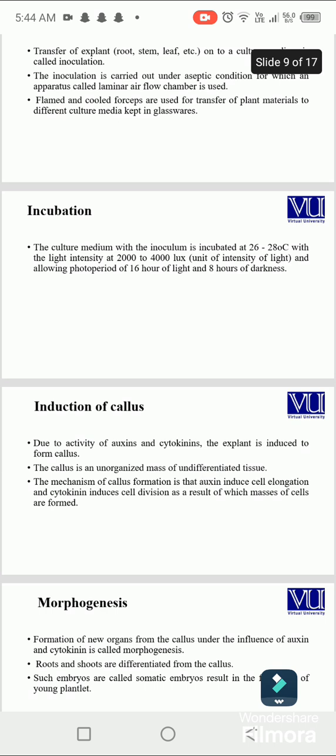Incubation. The culture medium with the inoculum is incubated at 26 to 28 degrees centigrade with a light intensity of 2000 to 4000 lux, a unit of intensity of light, allowing a photoperiod of 16 hours of light and 8 hours of darkness.